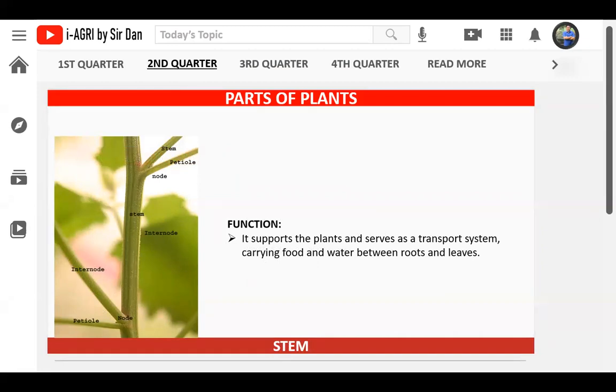Next part is stem. So the function of stem, it supports the plants and serves as transport system, carrying food and water between roots and leaves. In some plants, stems store food and are also the main location of photosynthesis. Stems have specific places where leaves are attached. Water and nutrients are carried by stems. These are brought to the leaves and to other parts of the plants.